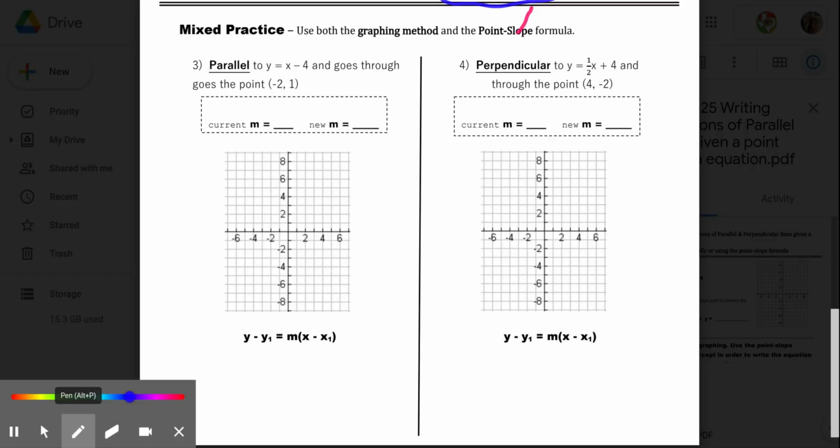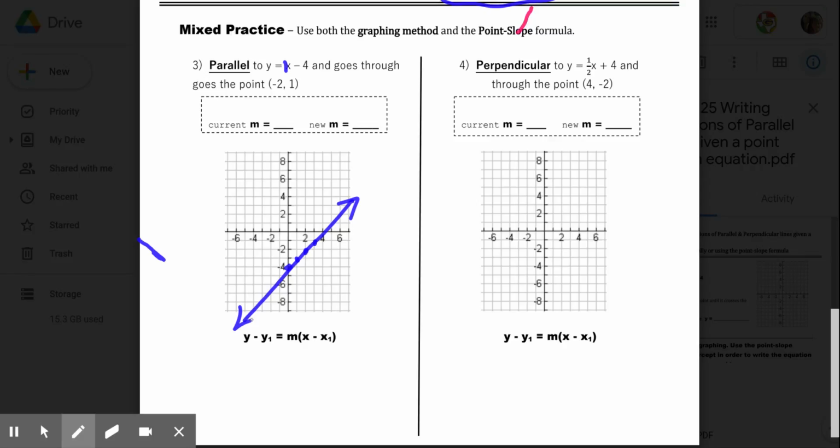So we're going to start at -4 on the y-axis, and then our slope is 1. It's the number in front of x. So we're going to go up 1 over 1, up 1 over 1. You can keep going. Now I'm going to draw my straight line. All right, so this is y equals x minus 4. And let's see, our current slope is 1. So if we want it to be parallel, that means it has to be the same slope. So our new m is still going to be 1.